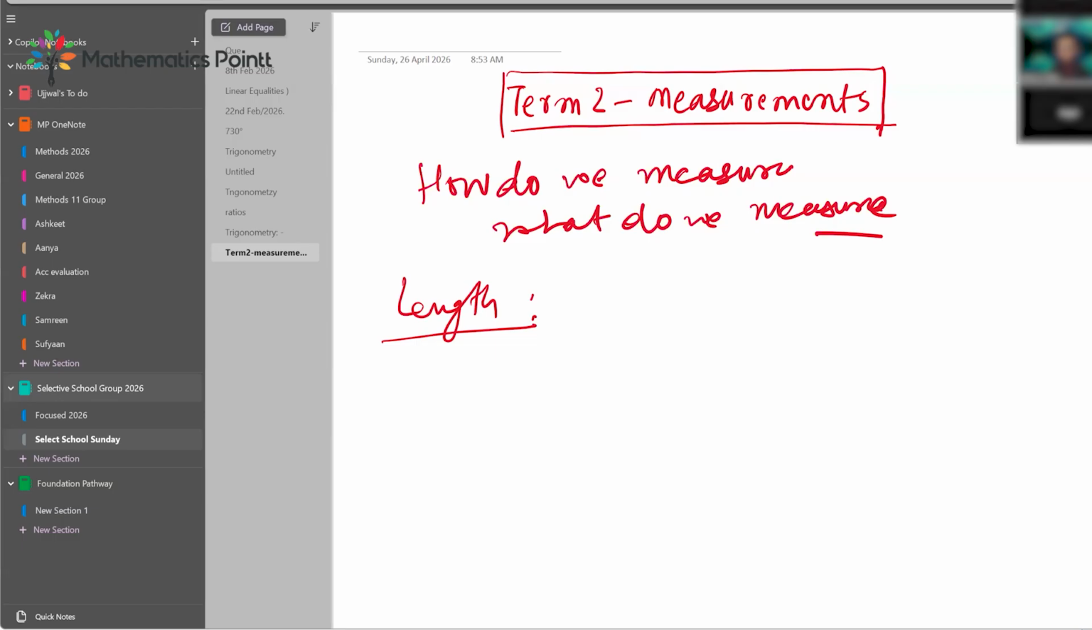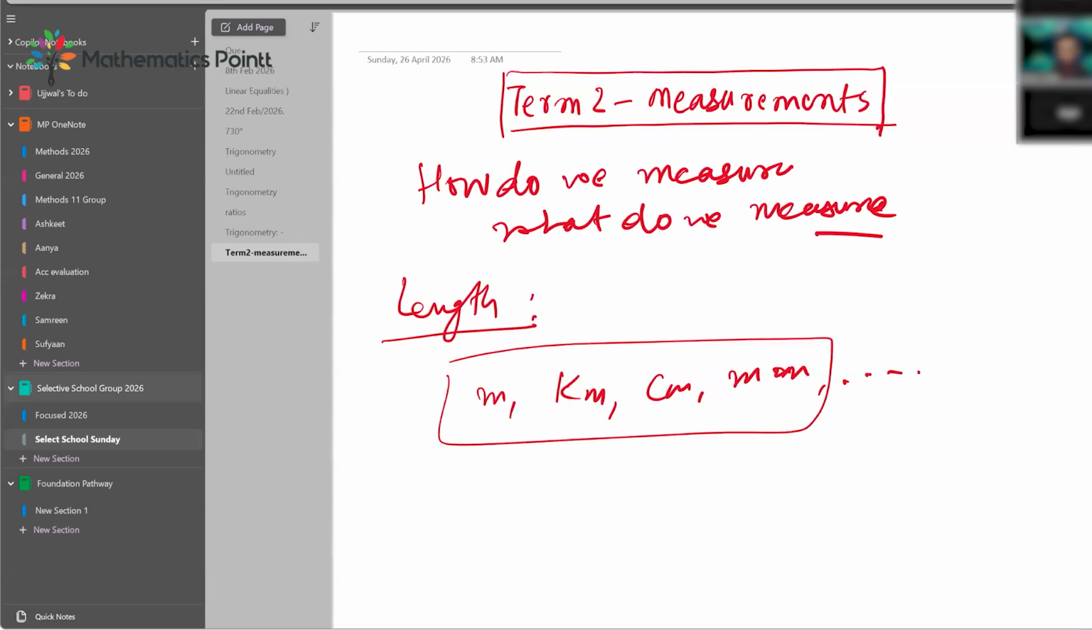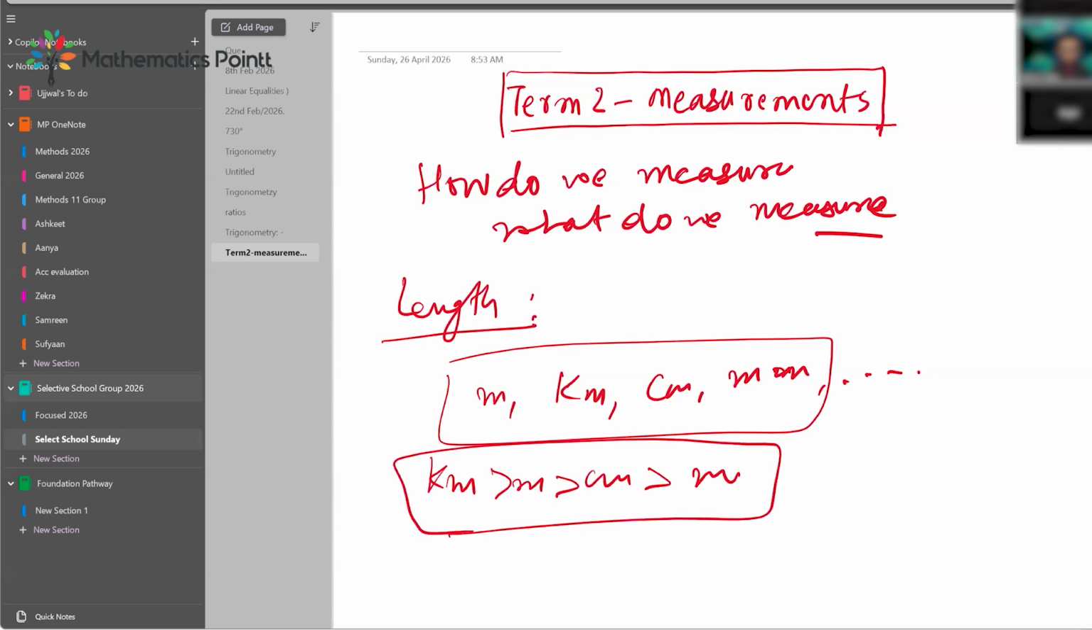We measure length in meters, kilometers, centimeters, millimeters, and so on. Right. These are the four basic units of measurement that we normally use. They are not in the order of their size, right? So obviously, if I have to order them: kilometers, then meters, then centimeters, then millimeters.